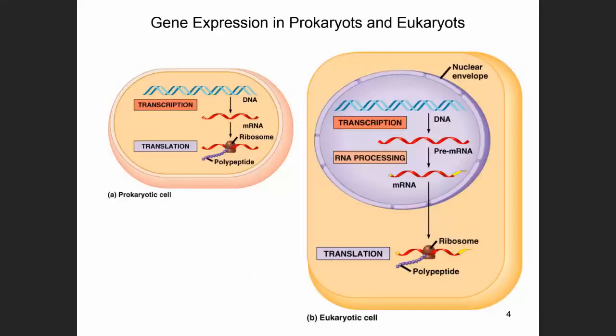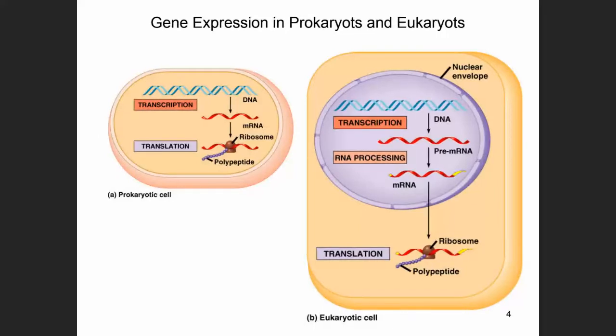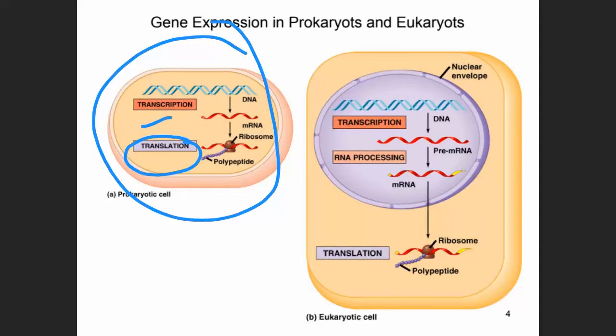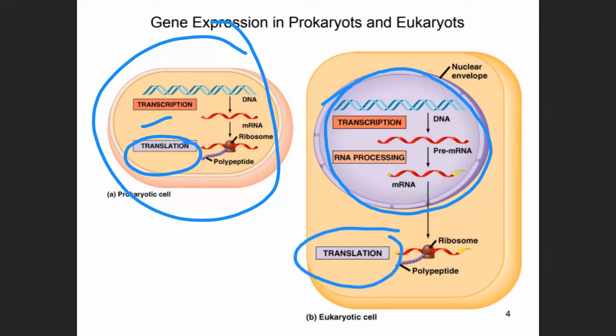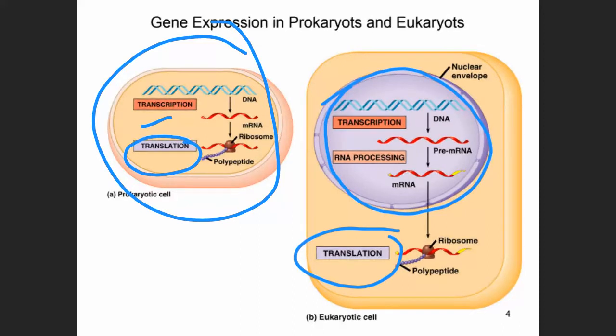So let's go back to our gene expression. For prokaryotic cells, everything happens inside of the cytoplasm because we don't have a nucleus, and sometimes translation happens before transcription even finishes. For eukaryotic cells, transcription happens in the nucleus, and then translation happens in the cytoplasm where the ribosome exists. Let's look at the steps, okay?